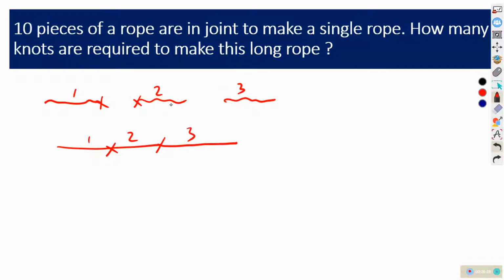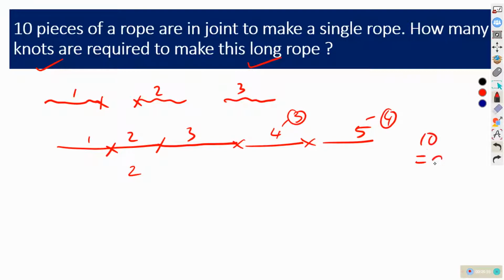Now the question is, how many knots are required to make this long rope? How many knots will be there if all are joined simply? When I joined three, there are two knots. So I will join one more, fourth, one more, fifth. When it became four, three knots. When it is five, four knots. When it is 10, it will be nine knots. The answer will be nine. Again, a simple question.